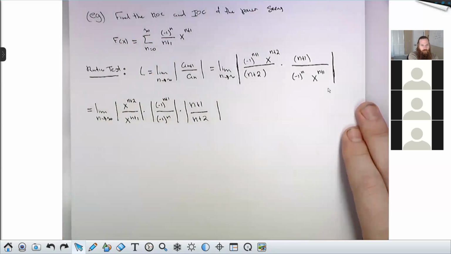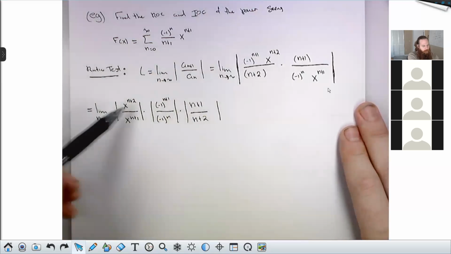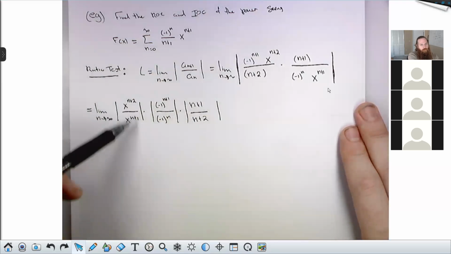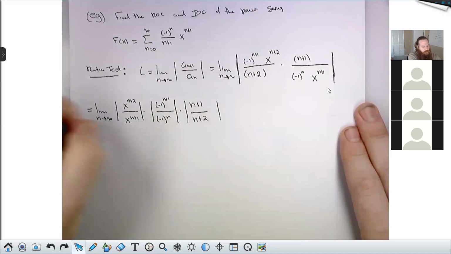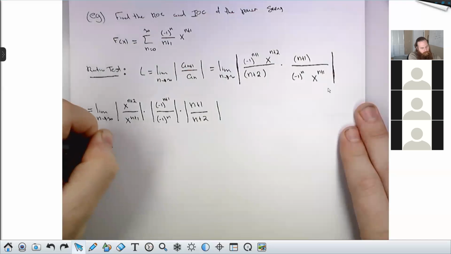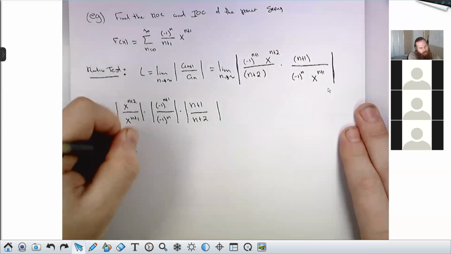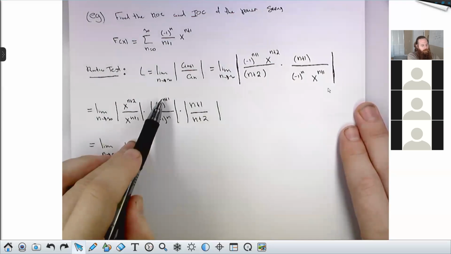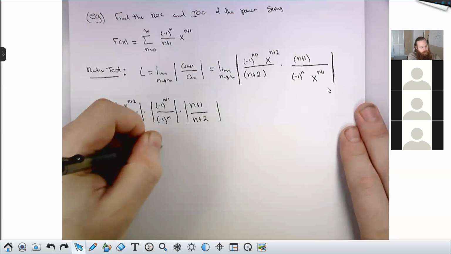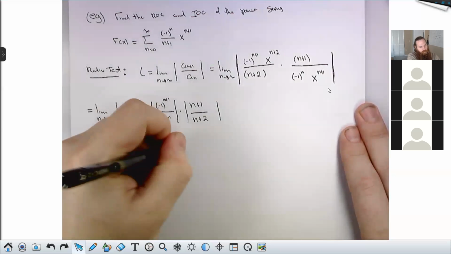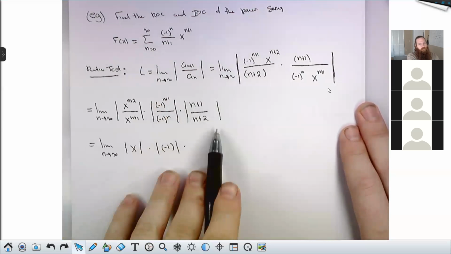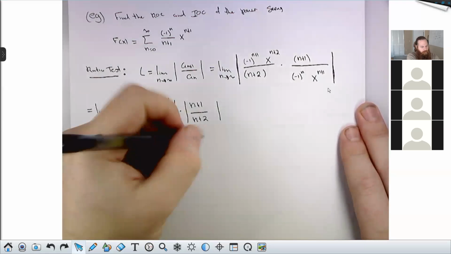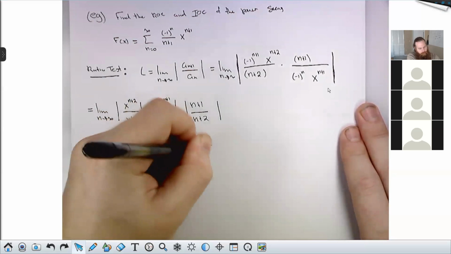Some of this is easy to work out, some of it's hard. Well, none of it's really hard, but x to the n plus 2 divided by x to the n plus 1, just subtract the powers. n plus 2 minus n plus 1, that's 1. So this is just x to the 1. So here I have the limit as n goes to infinity of the absolute value of x times negative 1 to the n plus 1 over negative 1 to the n. That's the absolute value of negative 1 times the absolute value of n plus 1 over n plus 2. Well, n plus 1 and n plus 2 are both positive, so this is just n plus 1 over n plus 2.